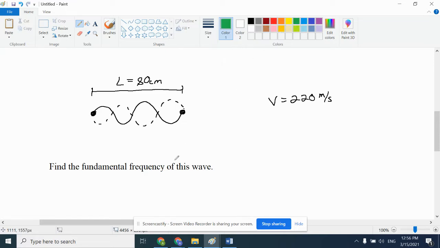So that wording is actually a little bit odd. We can get rid of this right here. Find the fundamental frequency of the string would be a better one. Apologize about that. So let's take a look at what we have.